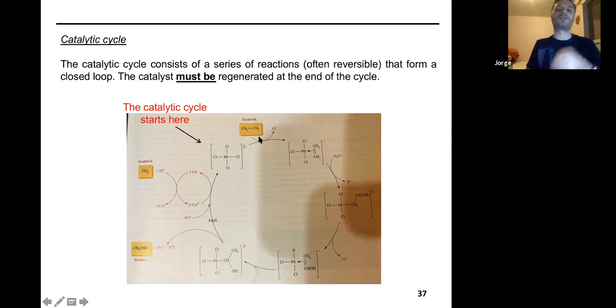That's what we are looking for. The catalyst always shows up as a reagent in the first step and as the product in the very last step, all the way here. The catalytic cycle is all this cycle over here, a closed loop, with the catalyst being regenerated here at the end.